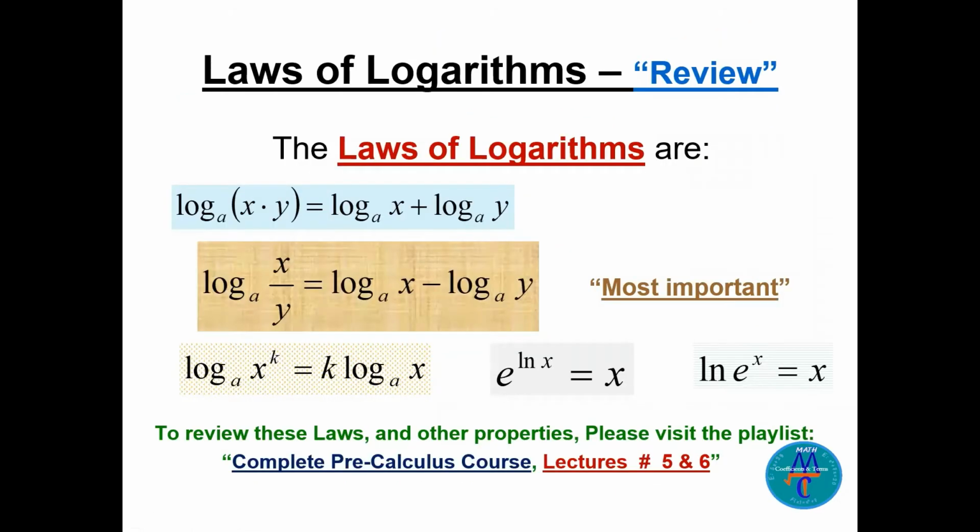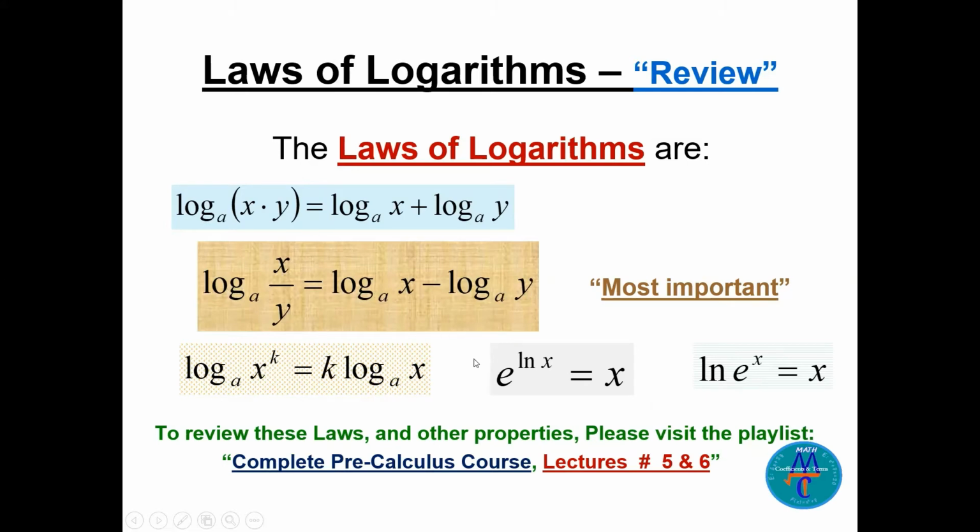Now the laws of logarithms, this is a review. A review here, down here, please. You can look at the Complete Pre-calculus course, lectures number 5 and 6. You can see the playlist there, please. So I put here the rules, the laws, the properties. The first one, when you have log base a of a product, it becomes addition. This is the most important. When you have log base a of the division x over y, quotient, it will be log of the first minus log of the second.